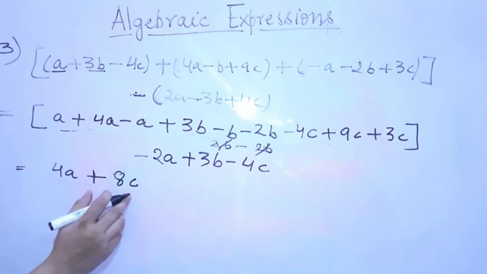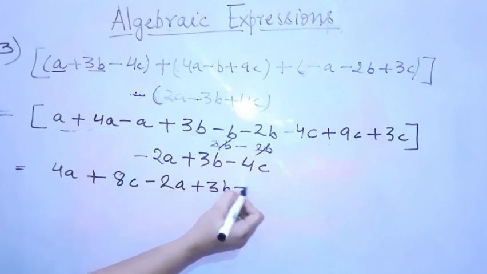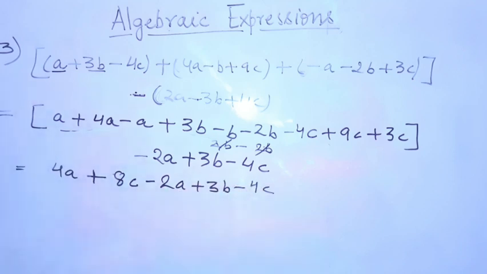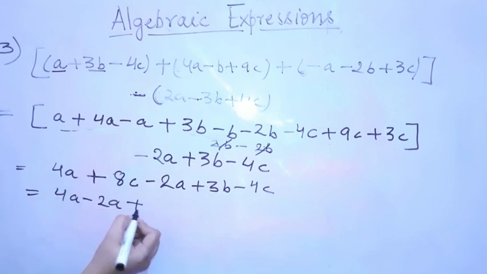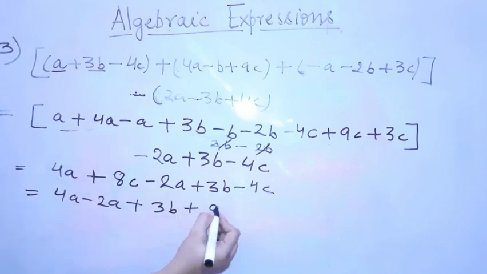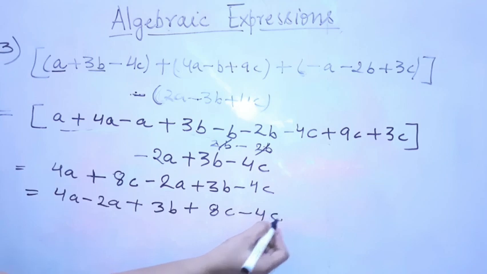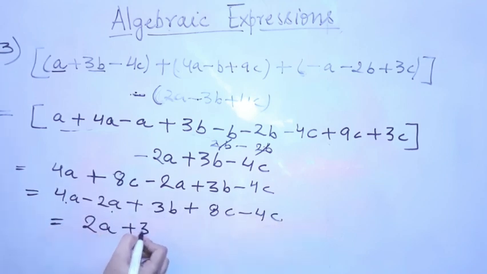Now 4a plus 8c, now I am writing this part, minus 2a plus 3b minus 4c. Now again collecting the like terms together. 4a minus 2a plus 3b, because there was no b over here, so I am not writing, plus 8c minus 4c. Now 4 minus 2 is 2. So 2a plus 3b, 8 minus 4 is 4, plus 4c.